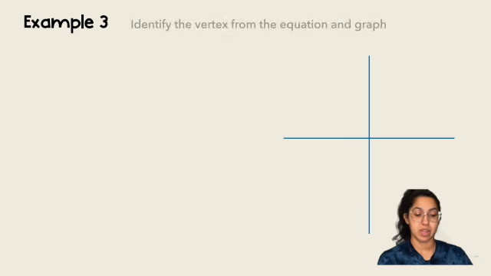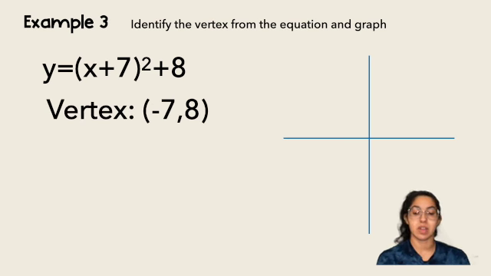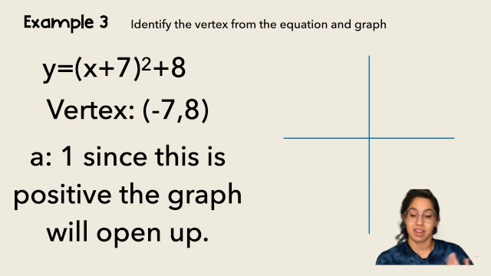Okay, example 3, I'm going to use y equals (x plus 7) squared plus 8. So first thing I need to look at is I have a plus 7 where h is. That means that h is actually negative 7 and k is positive 8. The other thing is in front of the parentheses, that's where a goes. And if a is positive, which on this one it's positive 1, that means the graph is going to open up. If it was negative, that means the graph would open down. And a is 1, since this is positive, the graph will open up.